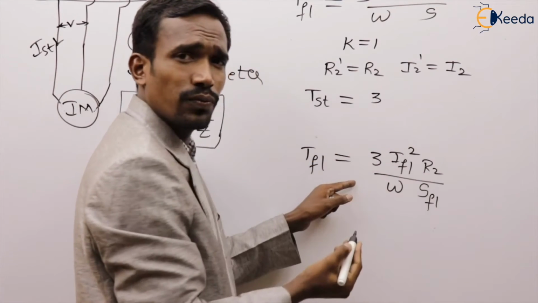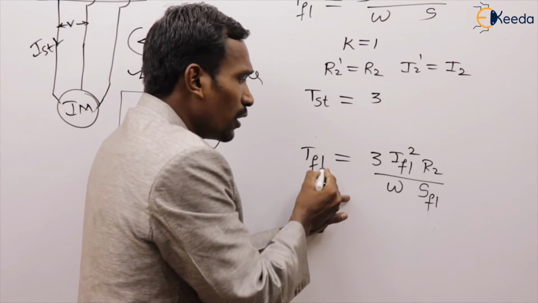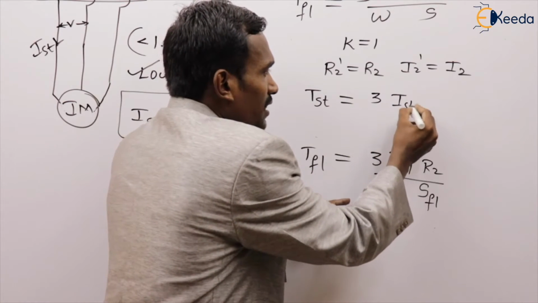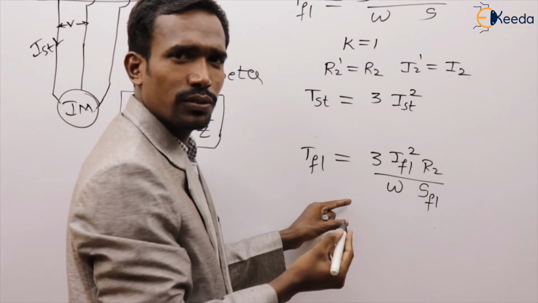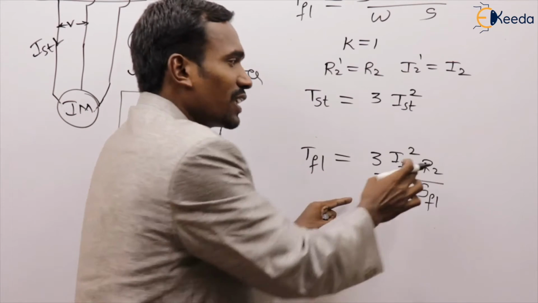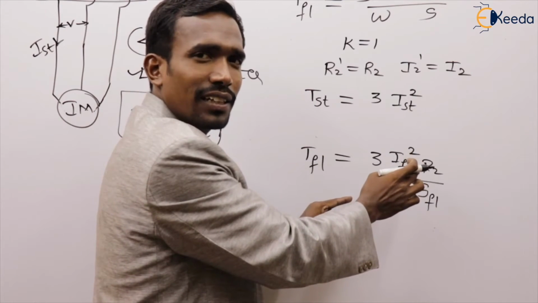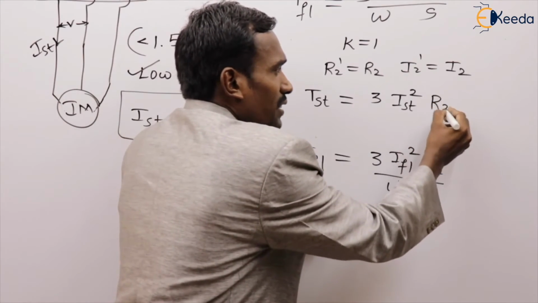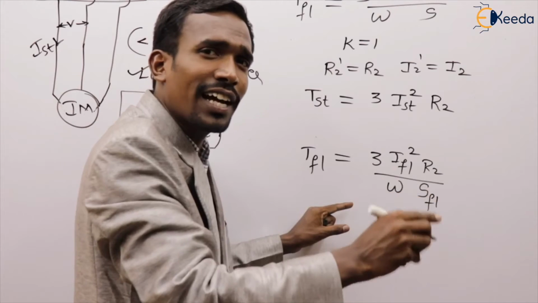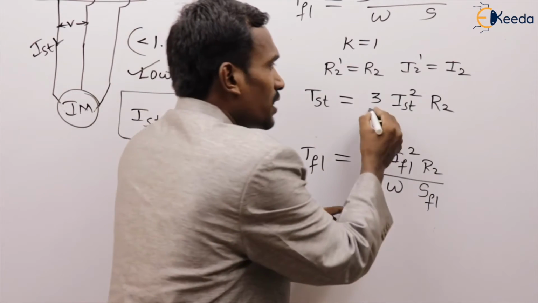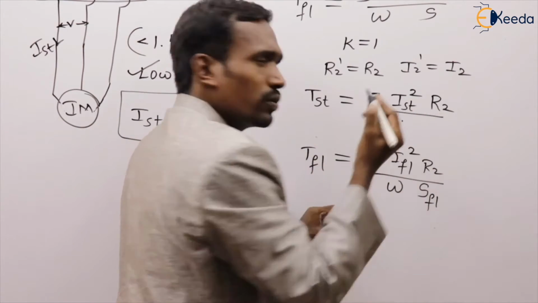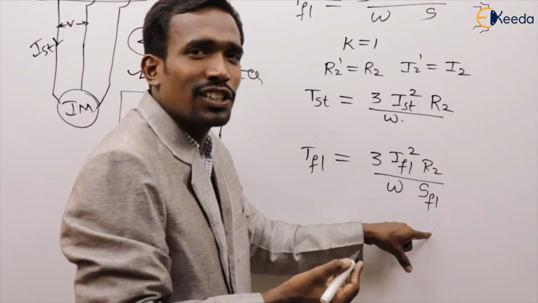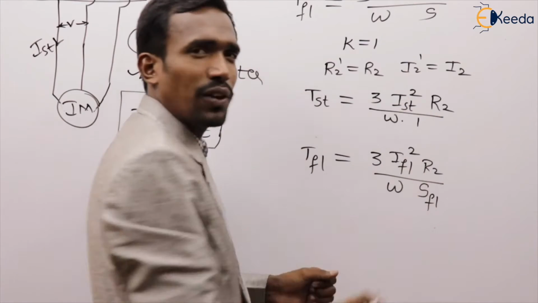3 into, for full load torque it is full load current. For starting torque, IST, starting current whole square into, there is no change of resistance. We already saw in the rotor analysis, the rotor resistance is same for standstill condition and running condition, and divided by omega into, omega is also same. And what is slip at starting condition? At starting condition, slip is 1.